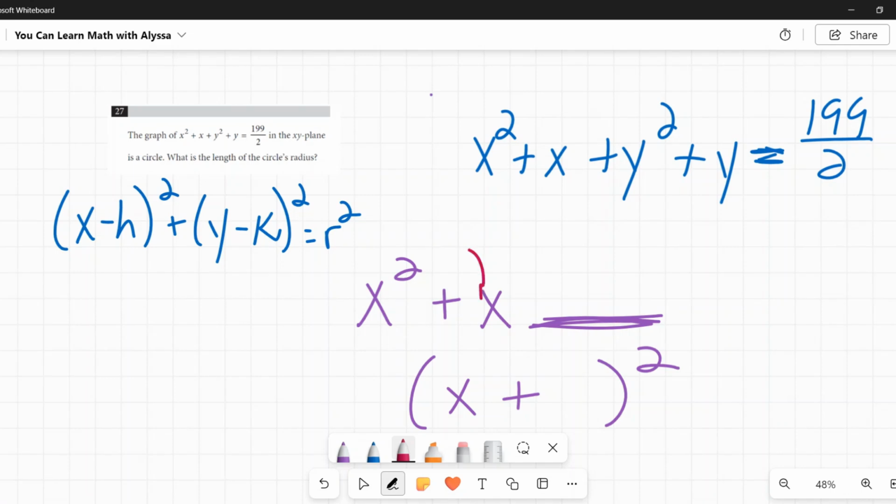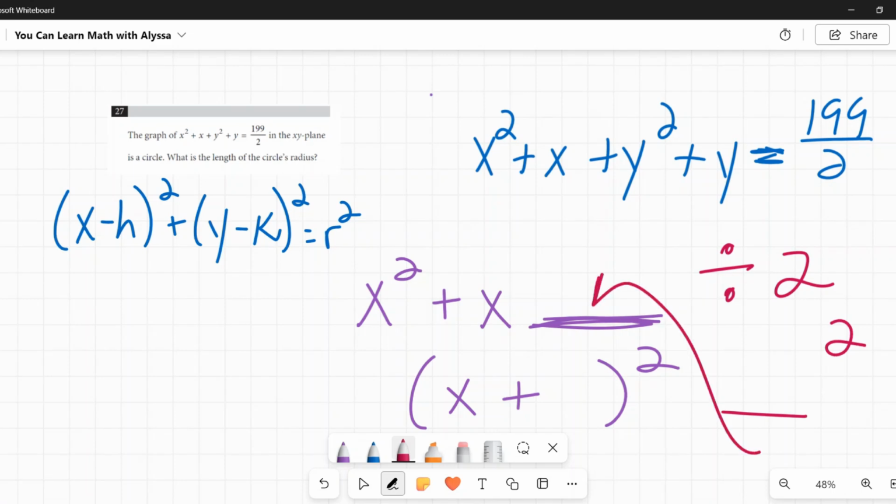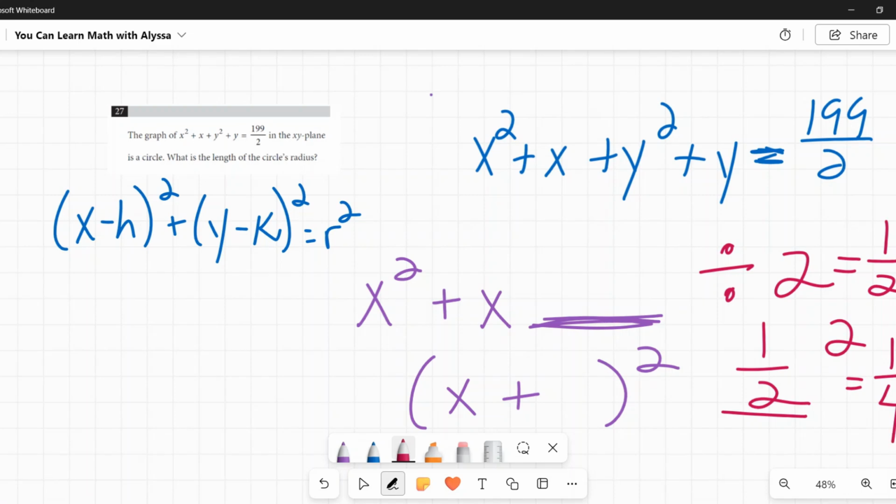The next step is you are going to take whatever number is in front of the x. I'm sorry, I was circling the right thing but didn't say the right thing. You're going to take whatever number is in front of the x. In this case, it is an understood or invisible 1. You're going to divide it by 2, and then whatever you get, you're going to square it, and that is the number you're going to put right here. So this is a 1. We're going to divide that by 2, and that gives us 1/2. 1/2 squared is 1/4.